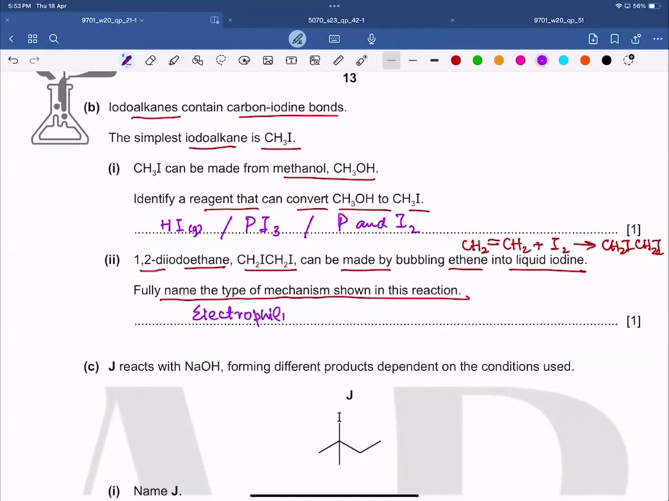If you just write addition, you will not get the mark because they ask you to fully name the type of chemical mechanism. So you have to write electrophilic as well.